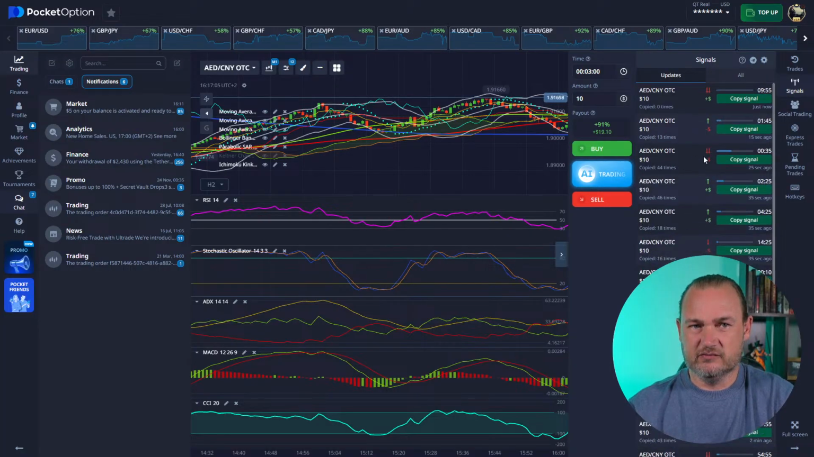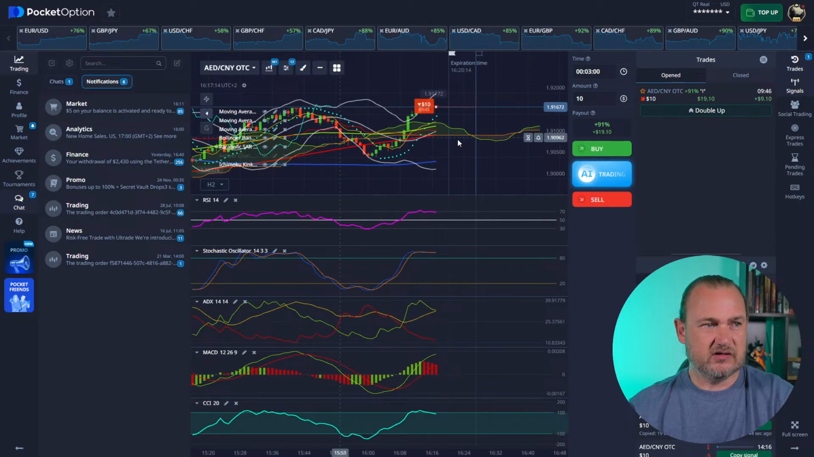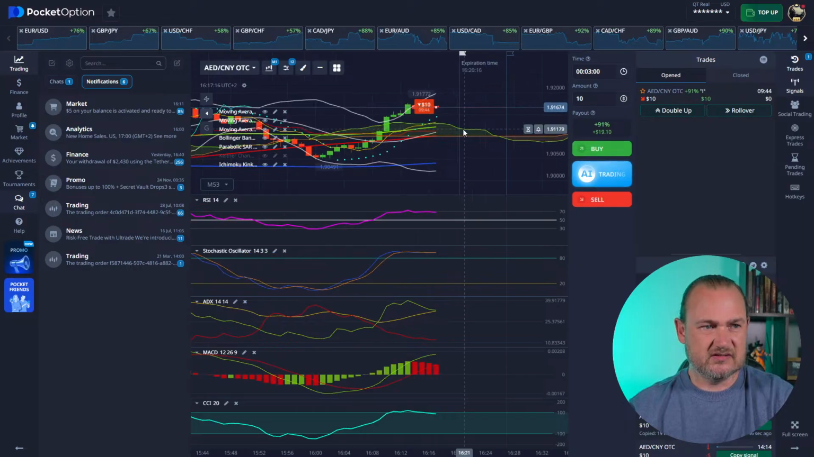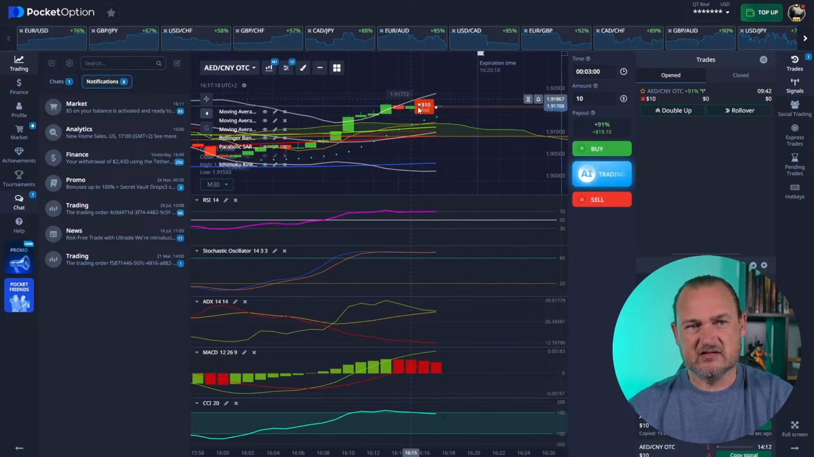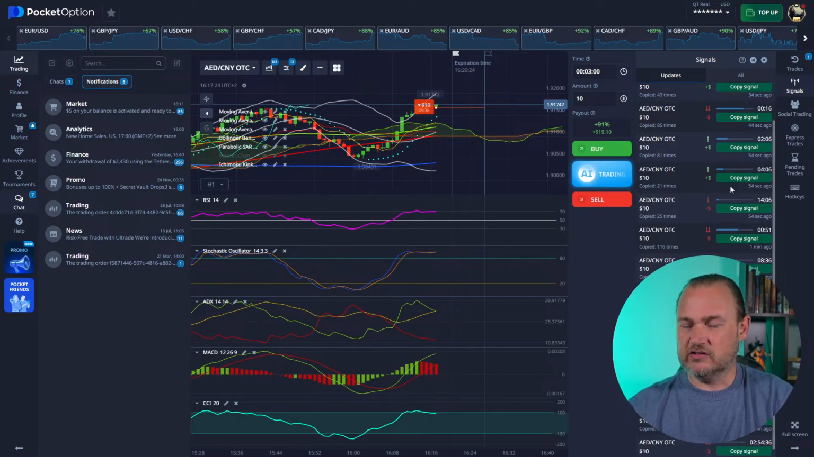These you can follow, and then we can say, I can just say copy, and it will say trade opened, and there's my trade. Okay, so here is a signal for a 10-minute sell, and I just opened the trade there. So this is available. You can follow these.